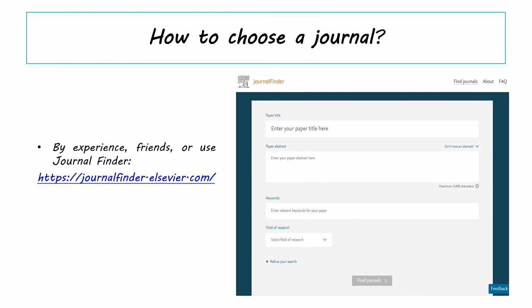How to choose a journal? Many people ask me about how to choose a journal. You have 3 ways to choose a journal. First one is by experience. If you are an experienced surgeon, an experienced researcher, you will know the journals, and you can know the main scope of the journal, so you can easily know how to choose a journal for your paper.